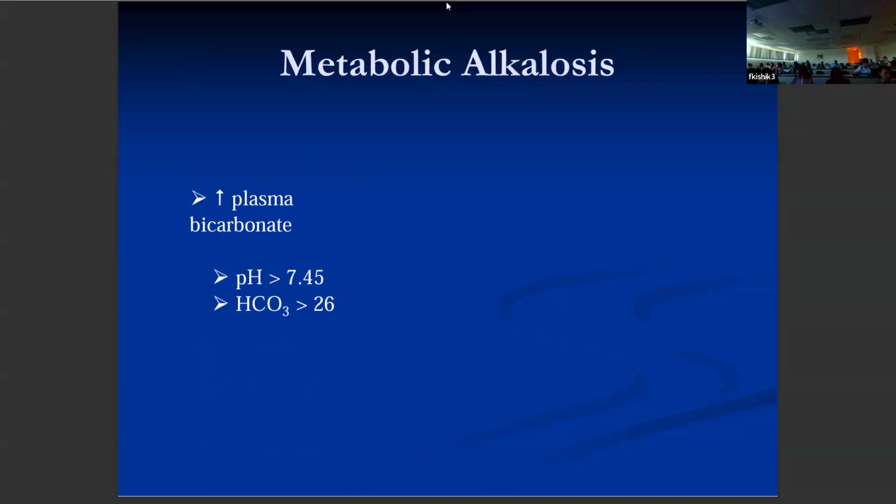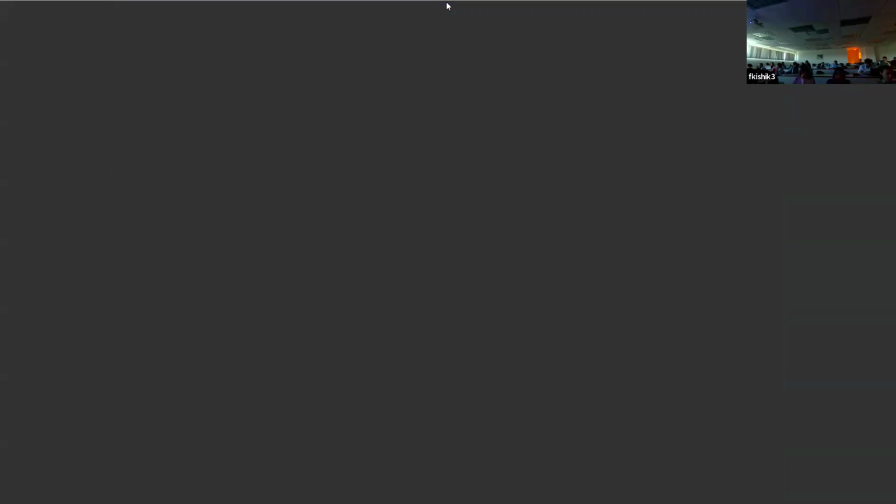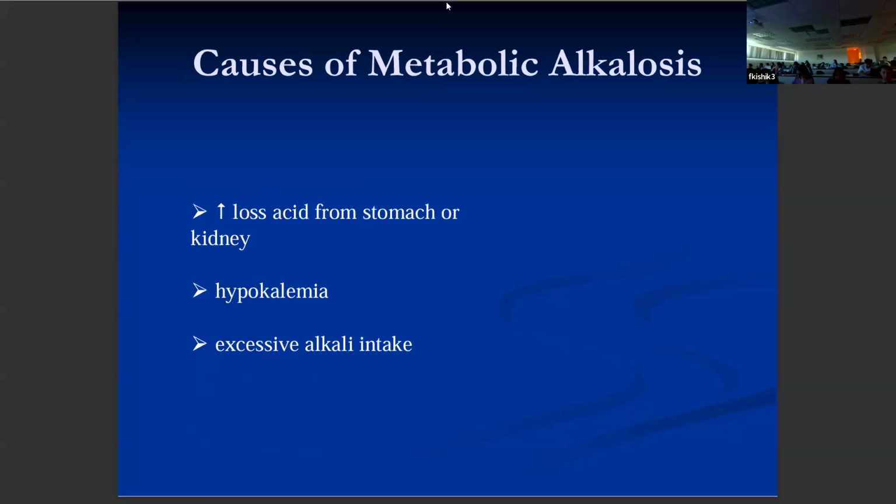Metabolic alkalosis. So metabolic, we're dealing with bicarb. Alkalosis, pH has to be high, bicarb has to be high. Easy. So, loss from the stomach or kidney, excessive alkali intake, and hypokalemia. Typically, hyperkalemia will make you acidotic. Hypokalemia typically will make you alkalotic.